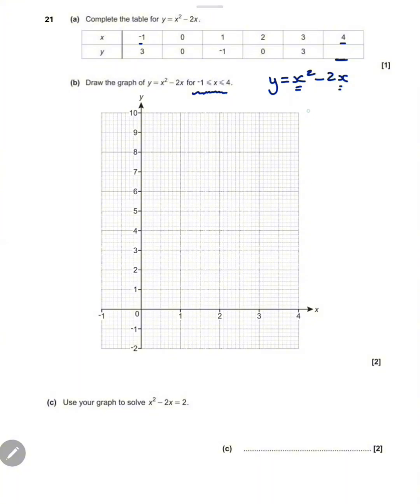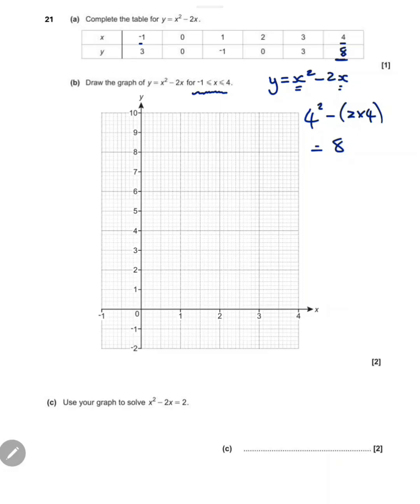So what I'm going to do is grab my calculator. I'm going to do 4 squared take away 2 times 4. X squared becomes 4 squared, take away 2 x's becomes 2 4's. And if you put that into a calculator, you get 8. So this number here is an 8.